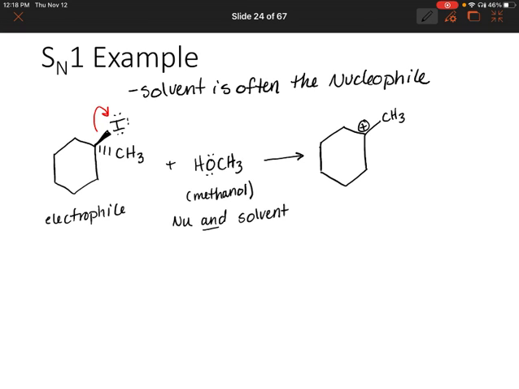Now, what type of carbocation do we have? Is this primary, secondary, or tertiary? Tertiary. And remember, SN1 reactions prefer to have something stable like a tertiary carbocation or a secondary carbocation. So that's partly why this is an SN1 reaction.